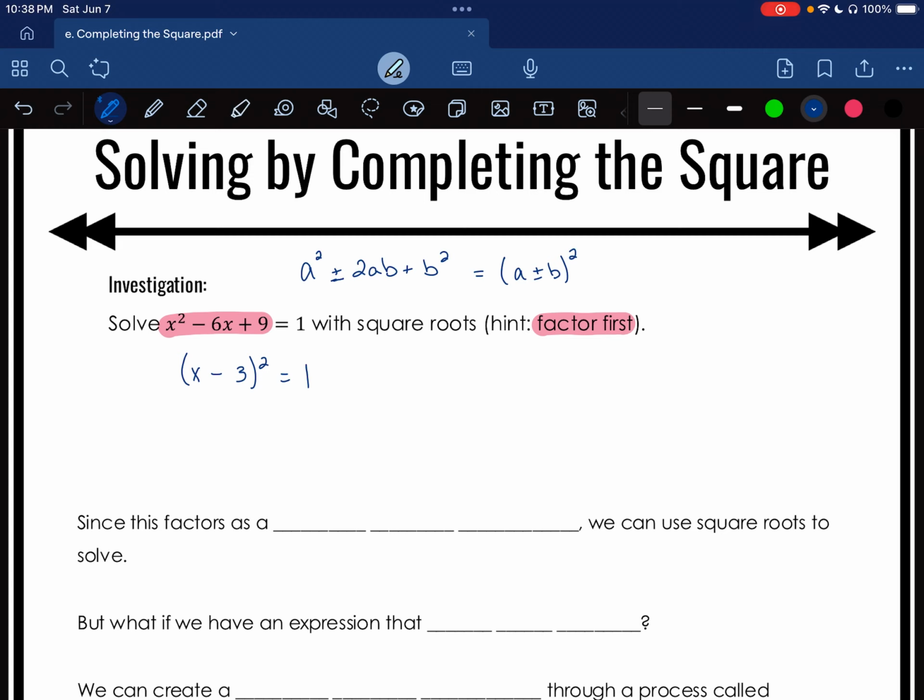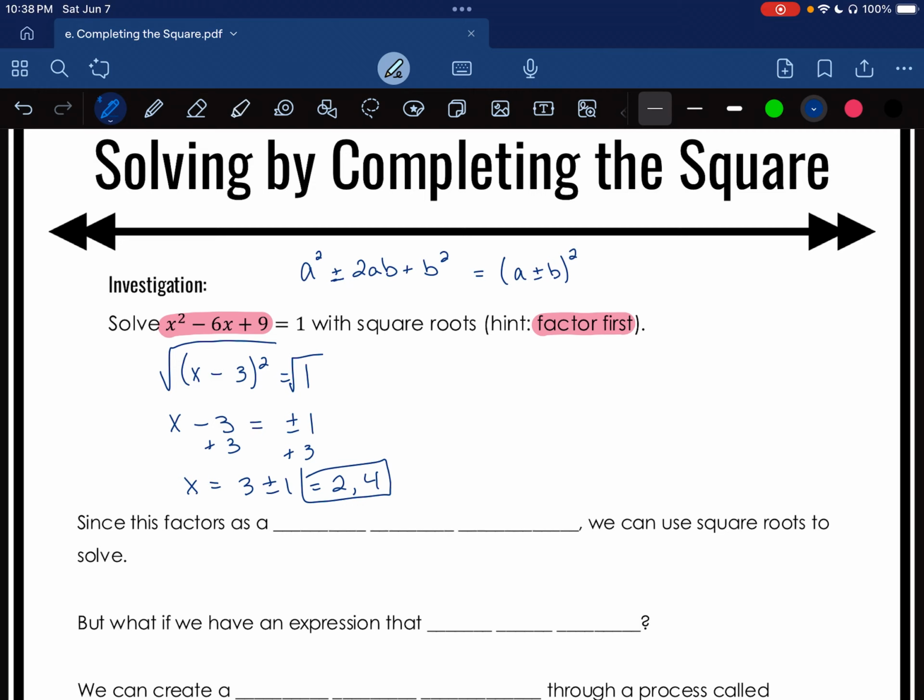Let's just take a moment for that. All right, so now let's go ahead and square root both sides. So I'll get x minus 3 is equal to plus or minus 1. We can add 3 to both sides, and we'll get x is equal to 3 plus or minus 1, which means that x is 2 and 4.